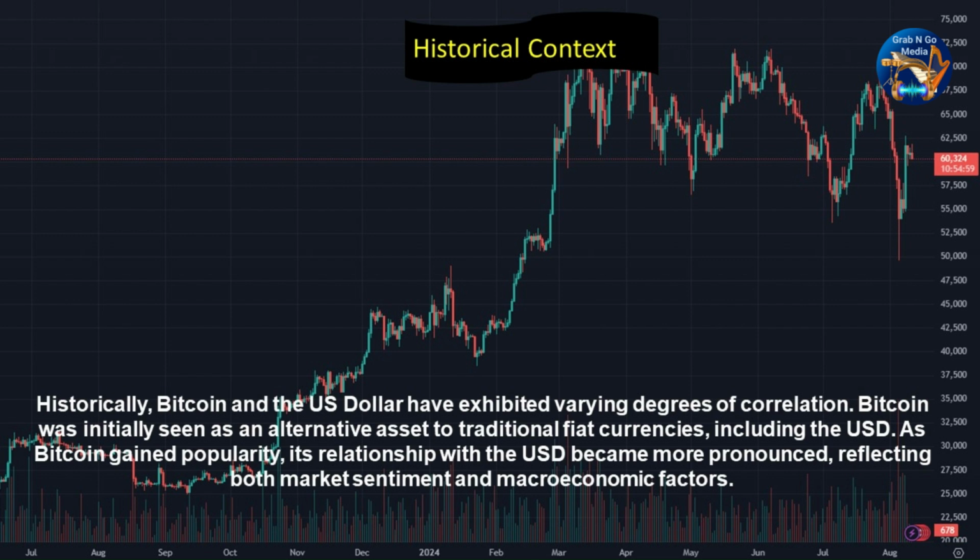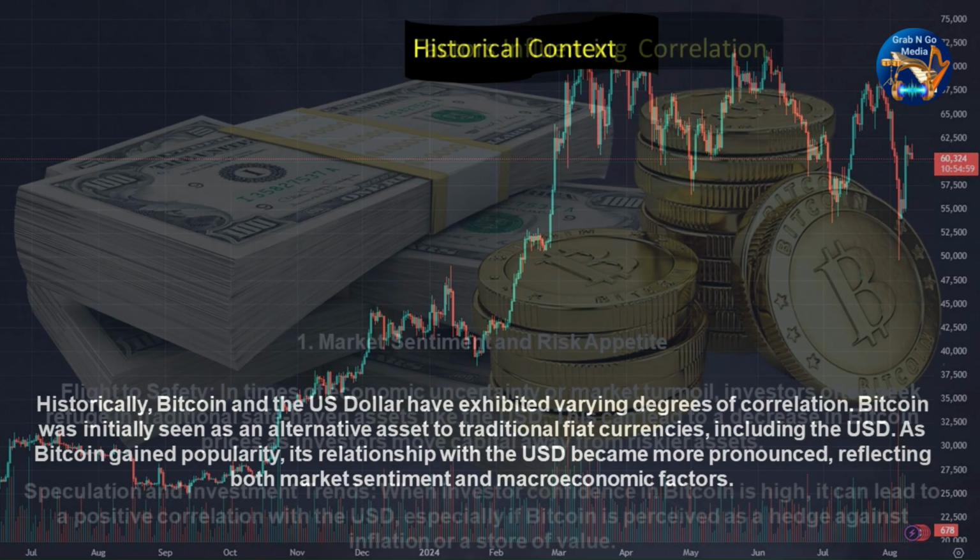Historical context. Historically, Bitcoin and the US dollar have exhibited varying degrees of correlation. Bitcoin was initially seen as an alternative asset to traditional fiat currencies, including the USD. As Bitcoin gained popularity, its relationship with the USD became more pronounced, reflecting both market sentiment and macroeconomic factors.